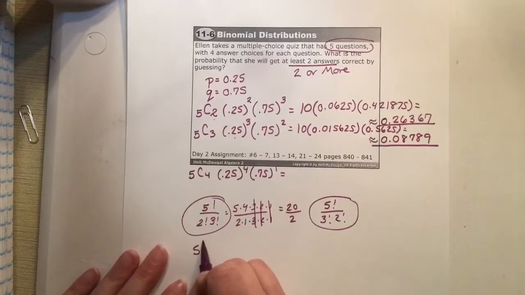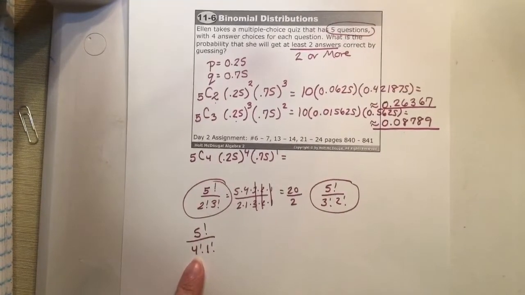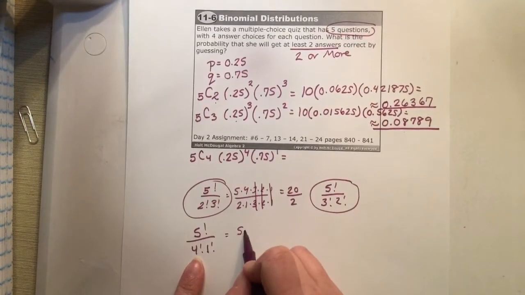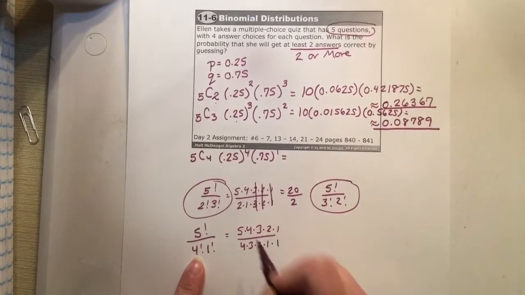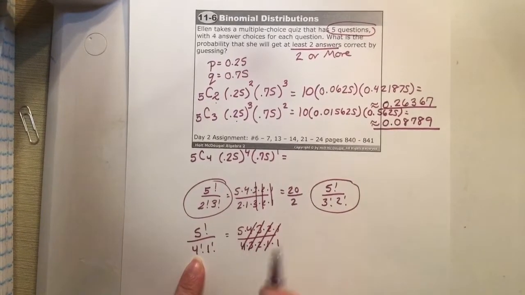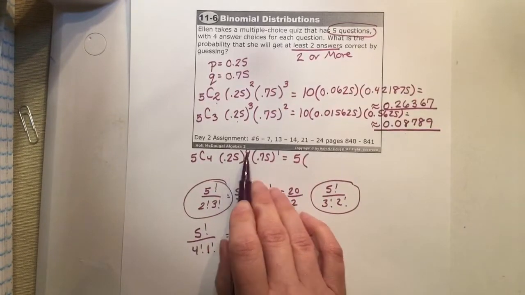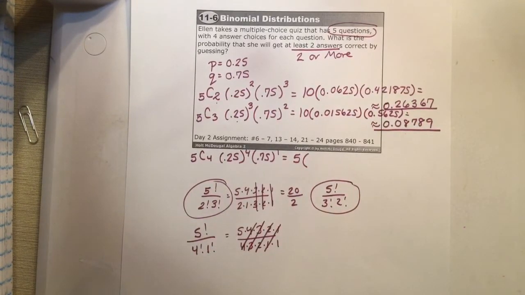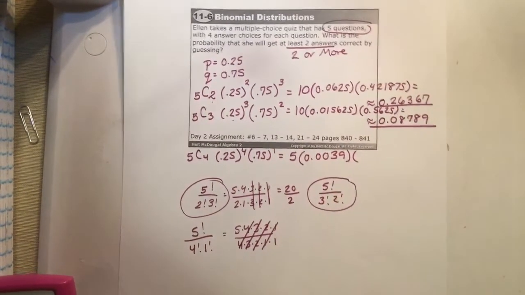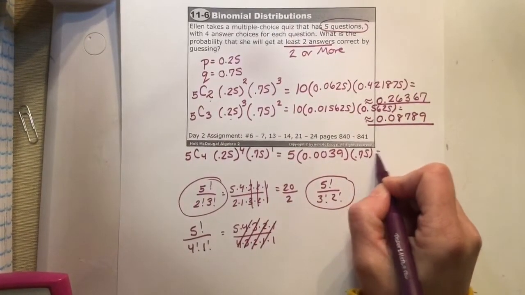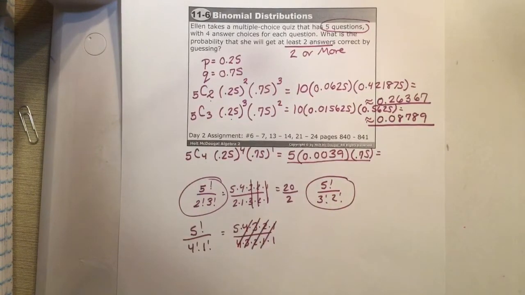So 5 factorial over 4 factorial, 5 minus 4 is 1 factorial. So I'm calculating that value. It is 5 times 4 times 3 times 2 times 1 over 4 times 3 times 2 times 1, and I have that 1. Cancel, cancel, cancel, cancel. 5 over 1 is 5. Now 0.25, my chance of success, to the power of 4, because we're saying that we guessed 4 answers correct. 0.0039 is how I'm going to round that. 0.75 to the power of 1 is 0.75. When I multiply this, that's my probability of guessing 4 out of the 5 questions right.